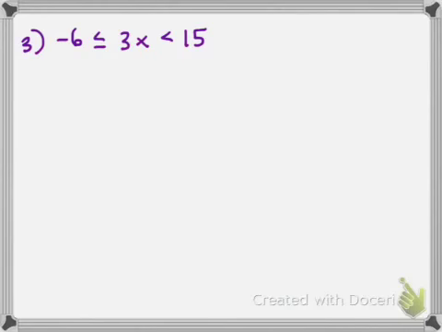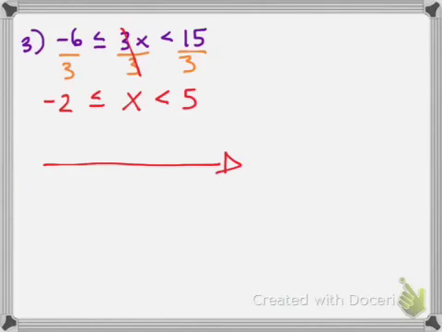Here I don't have a constant, so I do have my coefficient, so I can just divide all 3 parts by my coefficient. So negative 6 divided by 3 I know is negative 2. Bring down my inequality symbol. These cancel out, so I have x, and then 15 divided by 3 is 5. So when I graph my solution, I'm going to have negative 2 and then 5, so I'll have a closed circle at negative 2, and then an open circle at 5, and then any value in between will make my compound inequality true when I plug it in.